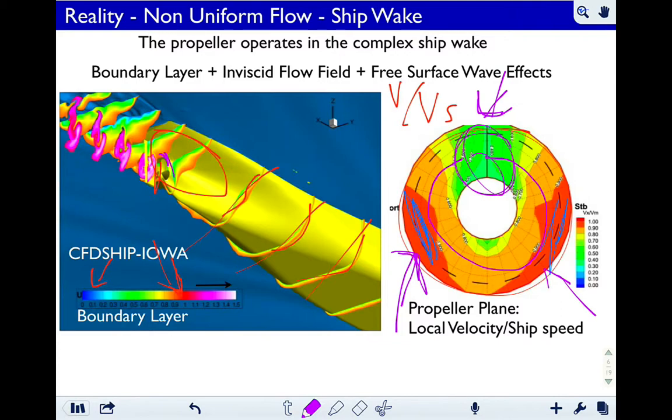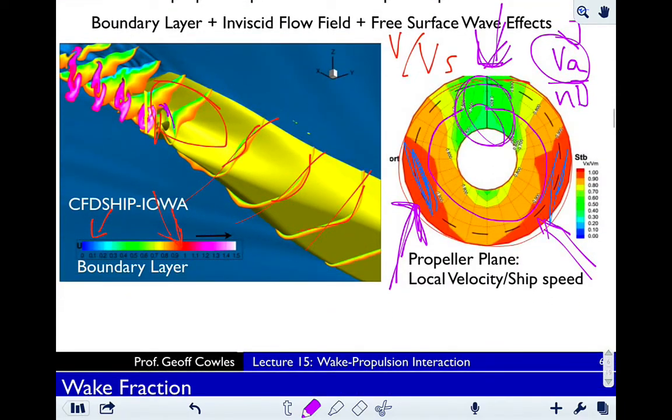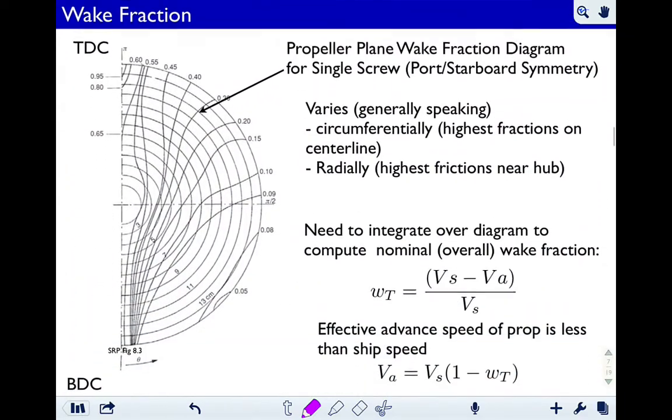You could also think of it in terms of our J, which is VA over ND, our advance ratio. ND is not changing, but the effective VA, the local advance velocity, is changing. So our J is fluctuating between a low J, high thrust here, and a high J, low thrust here in terms of propeller performance. So as that blade goes around, it's loading up and unloading once per revolution.